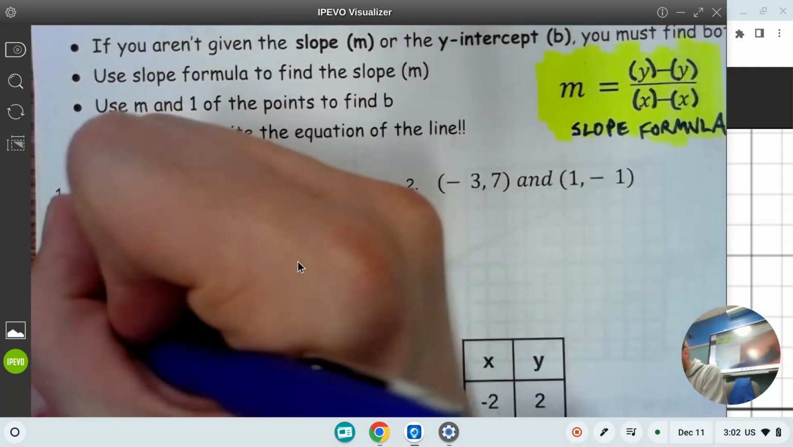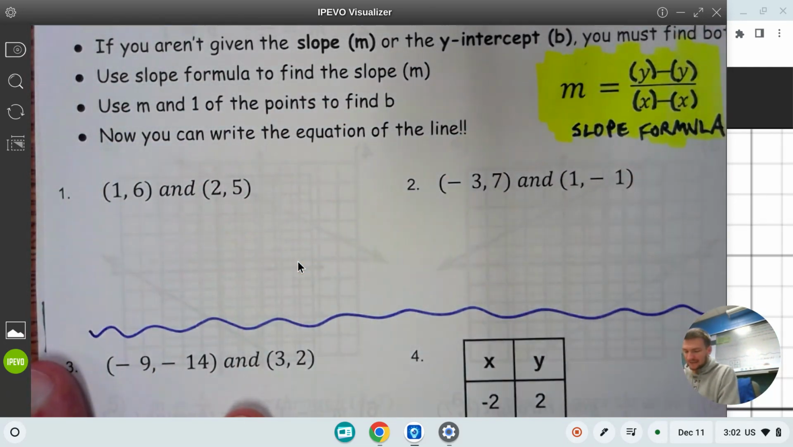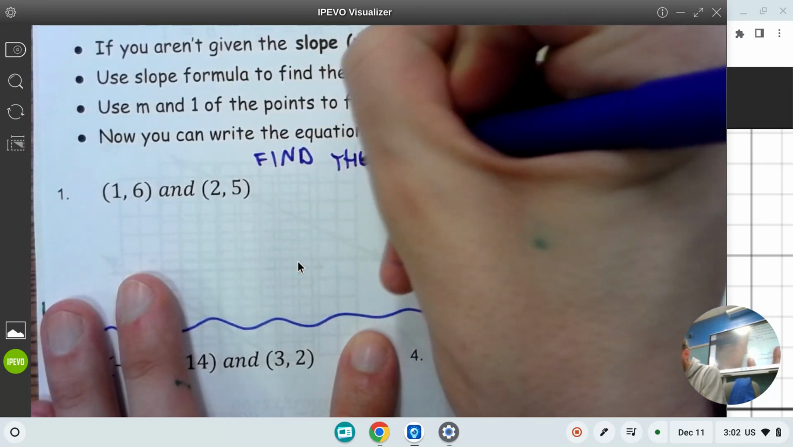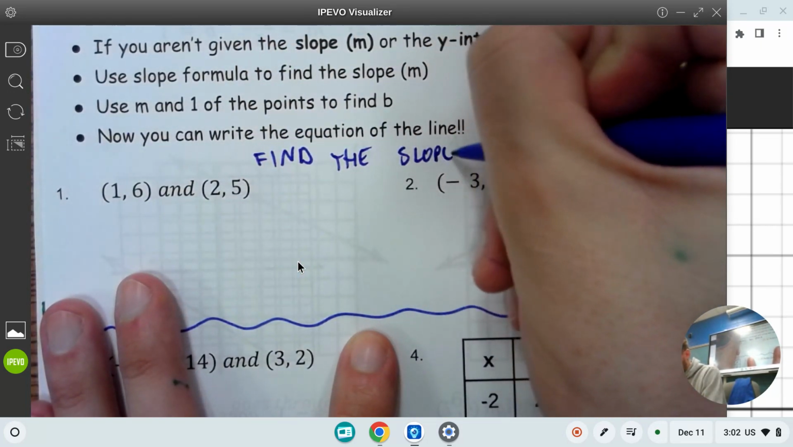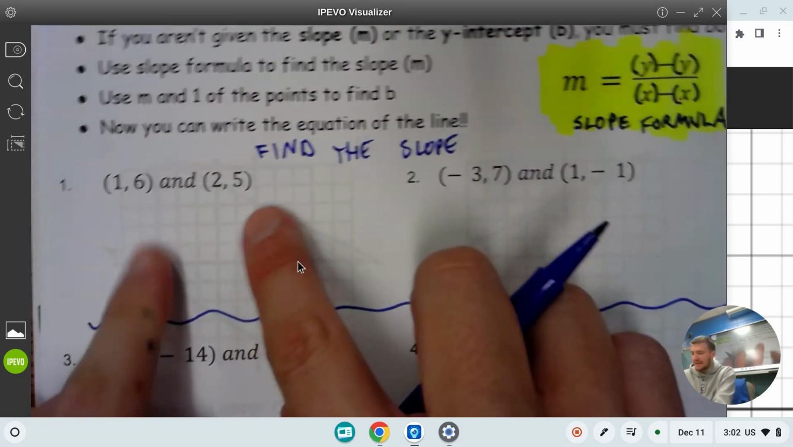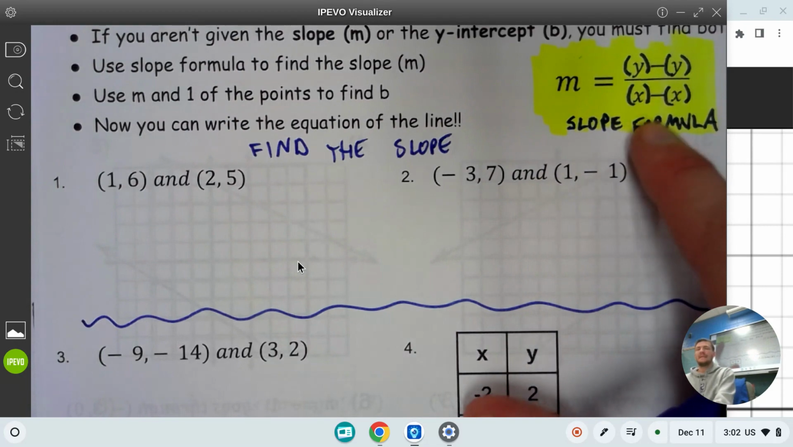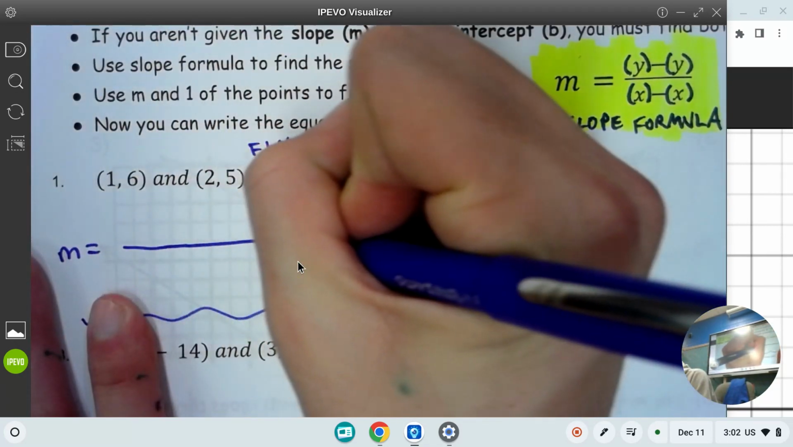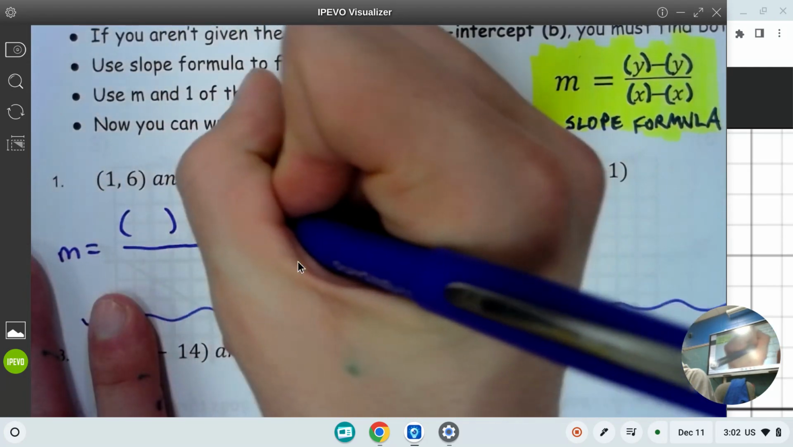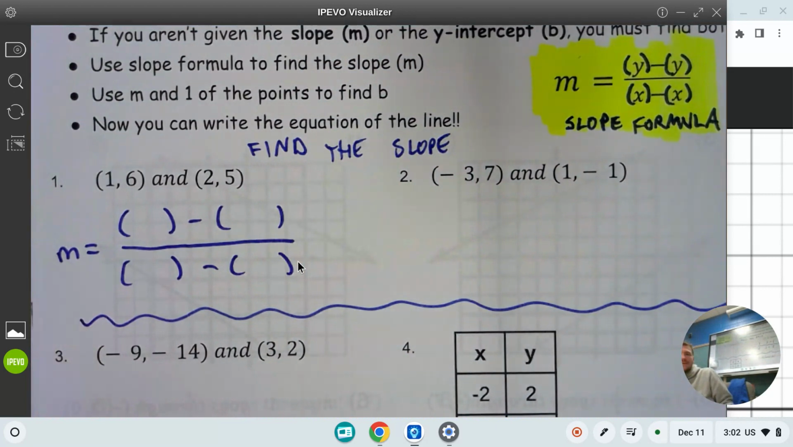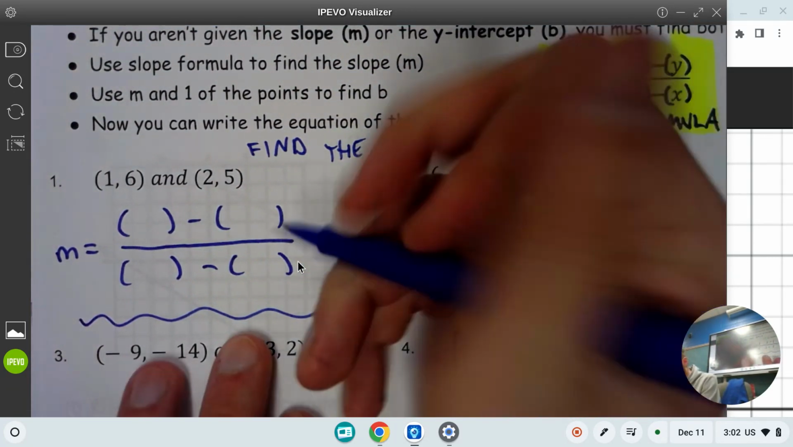What we're going to do for these first 2 questions is simplify them, and we are only going to find the slope. All right? So just for these first 2, can you take a coordinate and find the slope? Let's use this formula. I'm going to write m equals fraction, parentheses minus parentheses, parentheses minus parentheses. I can write it kind of big because that's the only thing that we're going to do for this question.